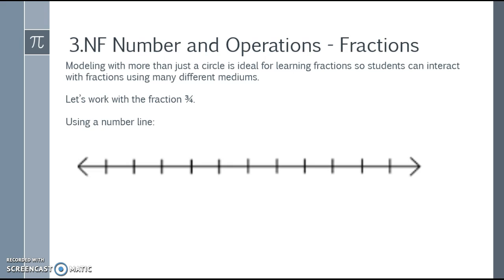We can also use a number line. Notice I don't have anything labeled. I'm going to label 0 and 1, and notice that my number line extends past 1 because we know that fractions can lie anywhere on a number line. I have 3 copies of 1/4, so I need to partition into 4 pieces with 1/4, 2/4, and 3/4. I can see that 3/4 is labeled right there.